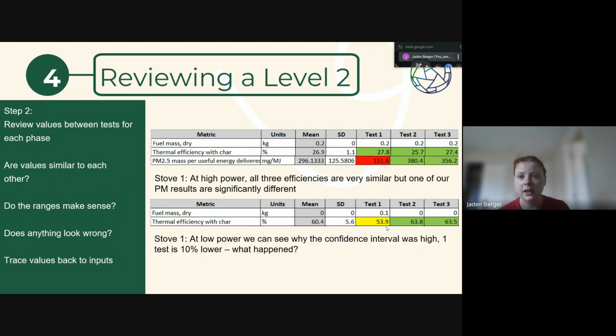So that's another thing. It doesn't necessarily mean that test 1 is wrong, but we should probably look back at it, maybe talk about test conditions. Maybe the fire was just smoldering at one point or went out. That can affect our thermal efficiency. Just trying to see why that's different and if we need to redo a test, or if we're fine reporting this, but we understand what happened.